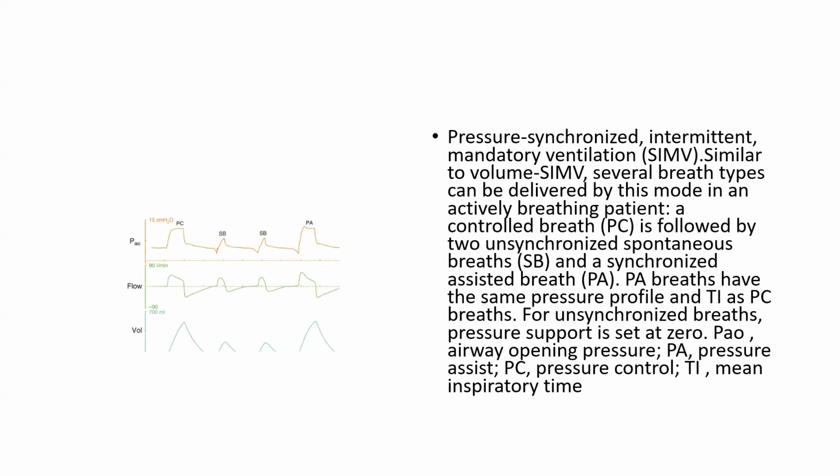Similar to volume synchronized intermittent mandatory ventilation, several breath types can be delivered by this mode in an actively breathing patient. A controlled breath is followed by two unsynchronized spontaneous breaths and a synchronized assisted breath. The synchronized assisted breath can have the same pressure profile and inspiratory time as pressure control. For unsynchronized breaths, the pressure support is set at 0.